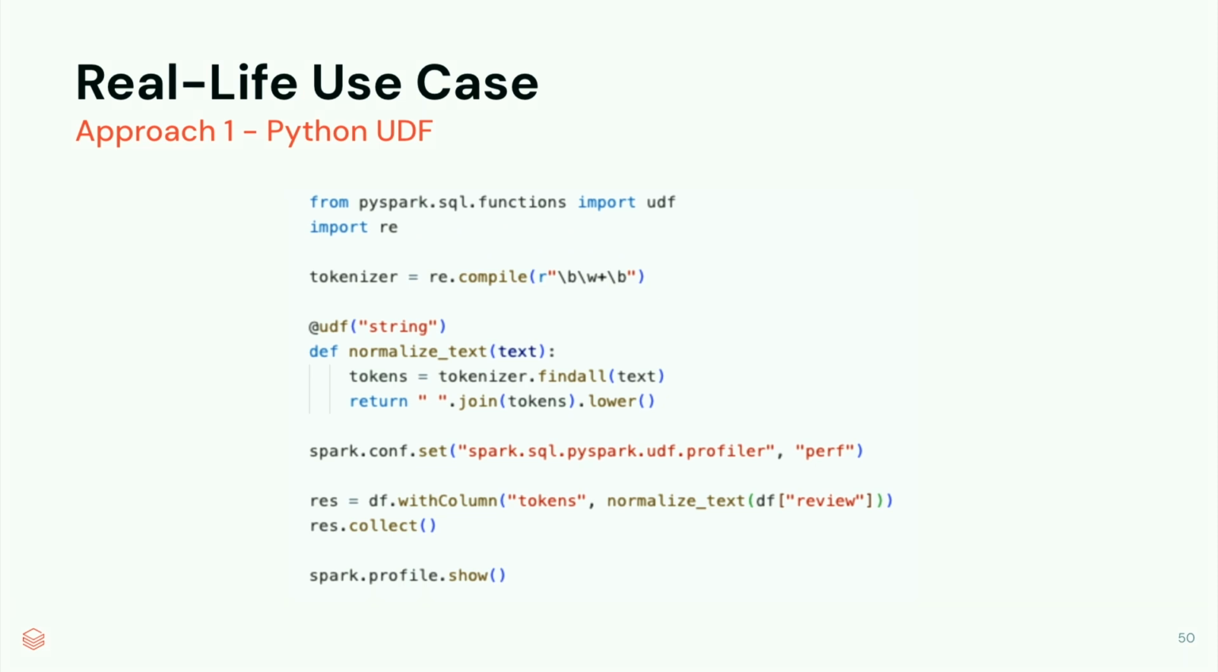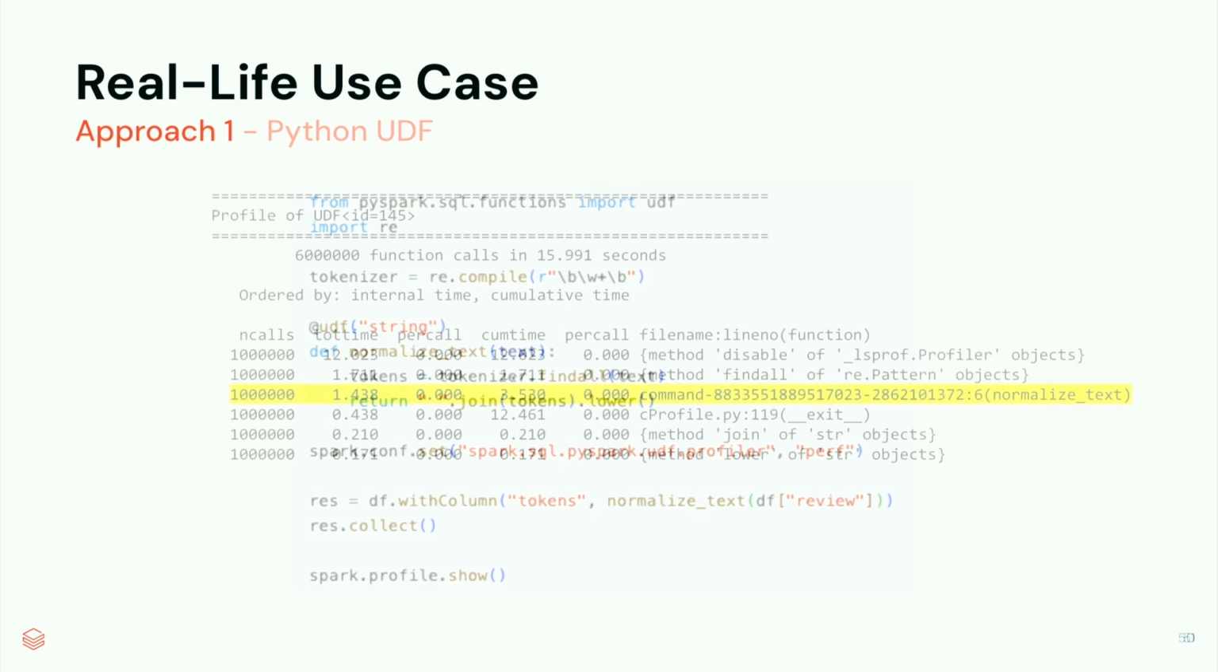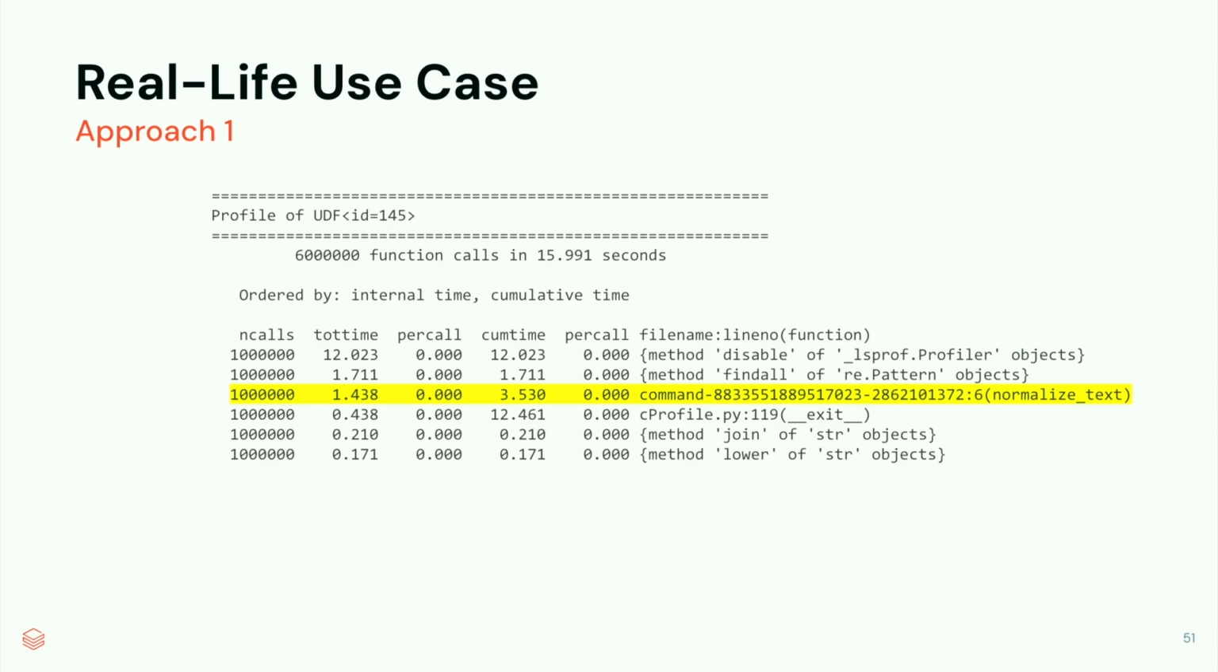So the code defines a Python UDF, which is called normalized text. It tokenizes each row and lowercases the review string. And again, we register the perf profiler using the Spark conf, apply it to the review column, and execute the UDF. We want to show the profile result. And we can clearly see that the function normalized text is called a million times, because the original data frame has 1 million rows, and a Python UDF is executed row by row. So it's intuitive that it's 1 million calls of this function. And it took 3.5 seconds as cumulative time, which includes the called functions.